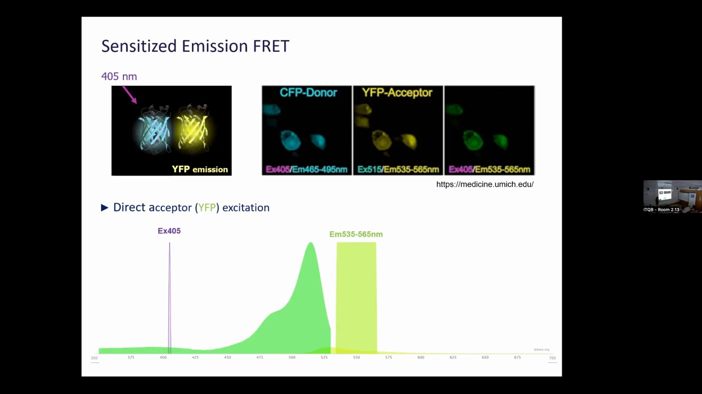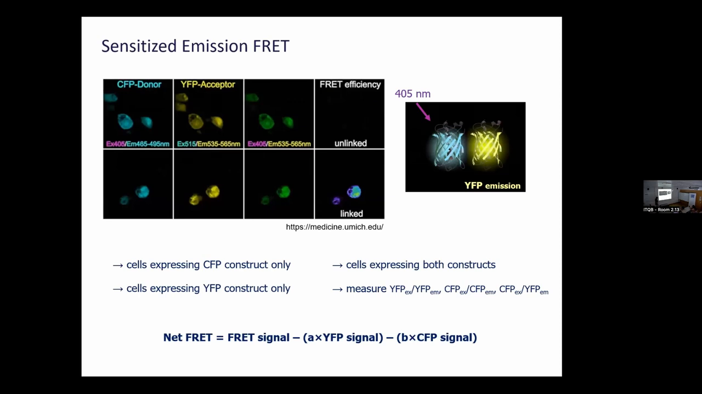technique, you need to do controls. You need to image with your FRAP filter. So you could have a filter set on the microscope with an excitation filter for the donor and an emission filter for the acceptor. You call this the FRAP filter set. You need to image cells expressing just the donor and just the acceptor and measure what is the emission of the donor or the direct excitation of the acceptor. This is almost like compensation in cytometry. You need to calculate what's the bleed through to the FRAP channel from the donor and the acceptor.